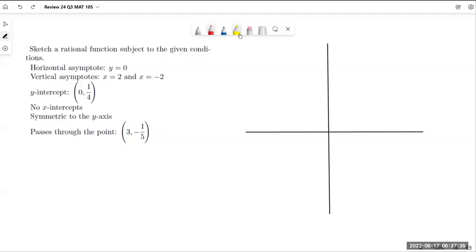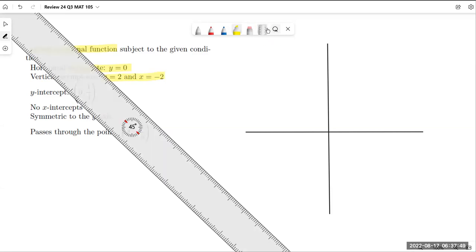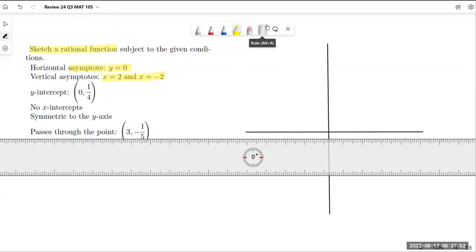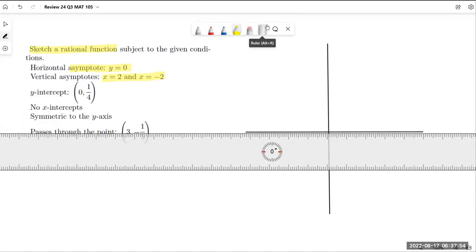Okay, so in this question, we want to sketch the rational function having a horizontal asymptote y equals 0 and the vertical asymptotes x equals 2 and x equals minus 2, all right? Let's start by tracing our asymptotes. So y equals 0 is going to be a horizontal line going through 0. So this is going to be my horizontal asymptote, which is the same as the x-axis, right?